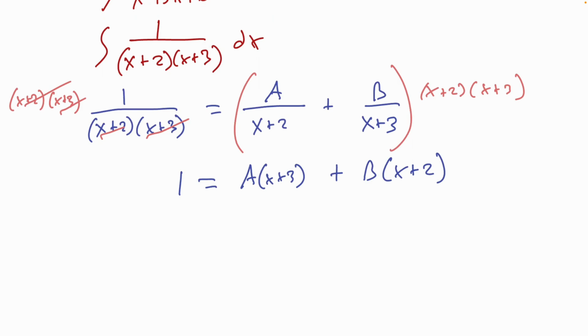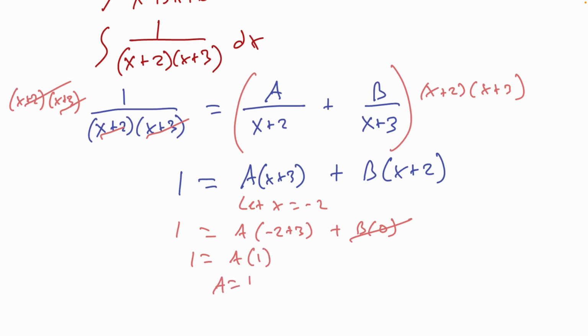We're trying to find the a and the b to turn that original integral into an integral with partial fractions. So let's solve for a first. I want to eliminate the b term, so we're just going to temporarily let x equal negative 2. Whenever we do that, that gives us a times negative 2 plus 3, and then b times 0, which makes the b term go away. That gives us an a of 1.